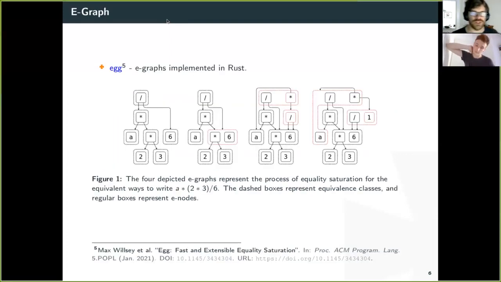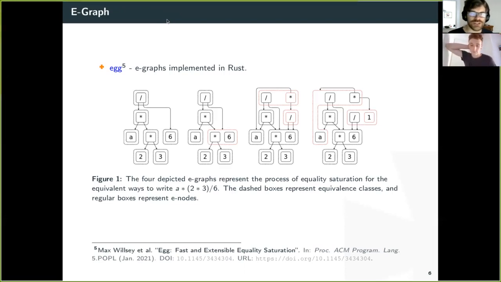So one solution to this problem was presented in the egg work, which is an egraph implementation in Rust, and a paper describing some very interesting twists on the egraph data structure. So the egraph is a different representation than the tree, a slightly different representation. And what it does is it represents many terms as a pile of E nodes and E classes, okay?